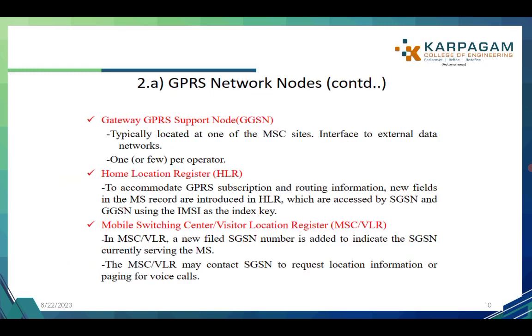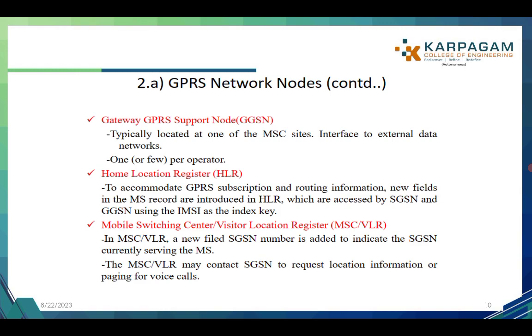So in the GPRS network nodes, the GPRS support nodes are GGSN, home location register, mobile switching centers, and visiting location registers. The GPRS support nodes are typically located at one of the MSC sites, interfacing to the external data networks, one per operator. The home location register accommodates GPRS subscriptions and routing information. New fields in the MS records are introduced in the HLR, which are accessed by SGSN and GGSN using the IMSI as the index key.